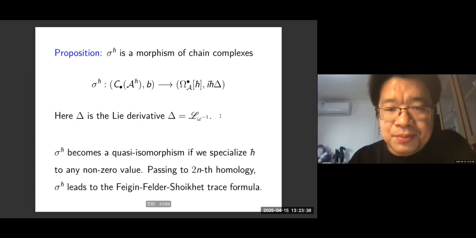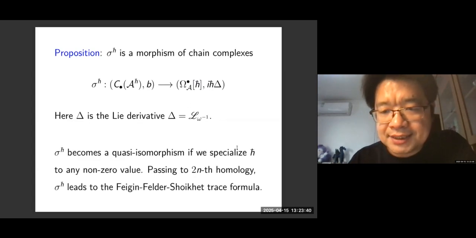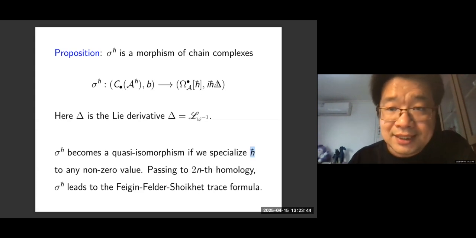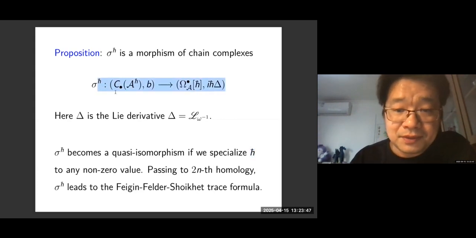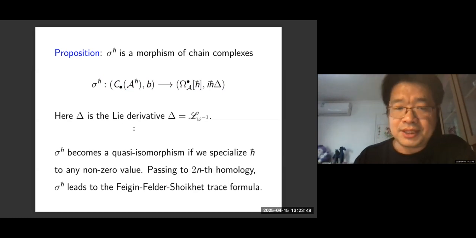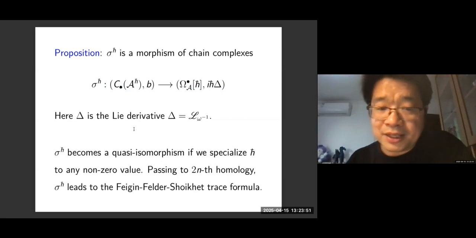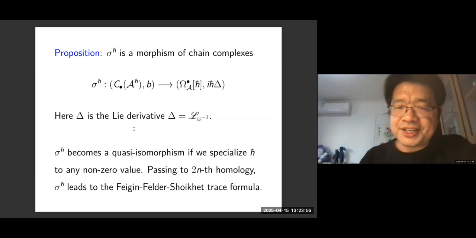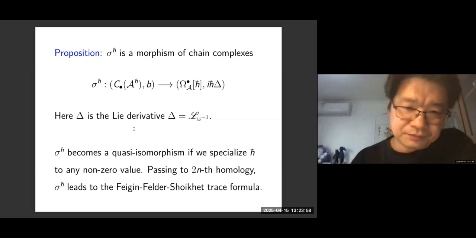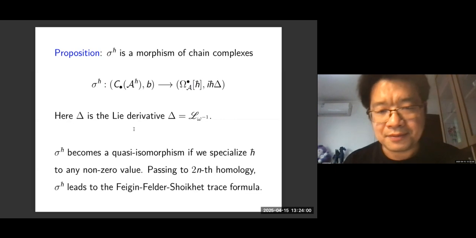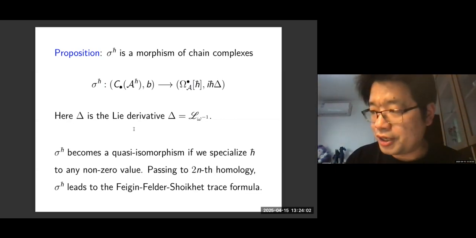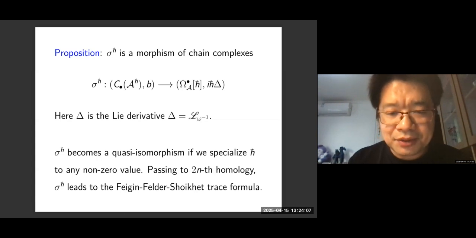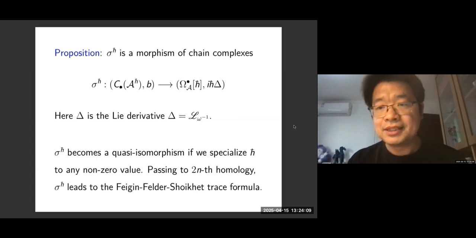And for example, you can also show that if you specialize this ħ to a particular non-trivial value, then this is also a quasi-isomorphism. And if you pass to homology, this leads to a very famous formula by Feigin, Felder, Shoikhet, called the FFS trace formula. So that's the structure for this topological correlation. Okay, so that's the kind of thing we're going to be working with.